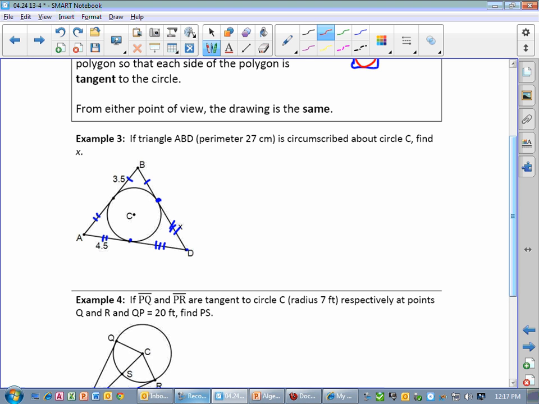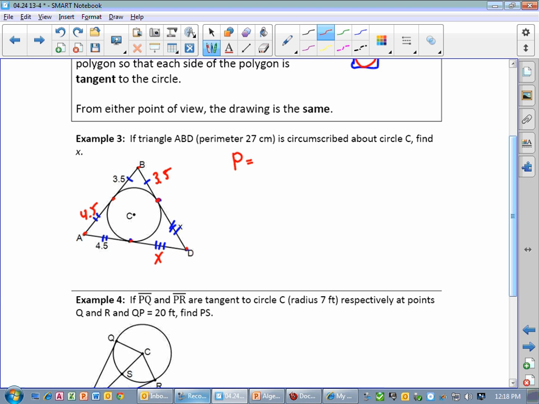So if from B to this point of tangency is 3.5, how long is it from B to this point of tangency? Okay, so they're congruent, so it must be 3.5. Likewise, A to this point is 4.5, so A to this point must be 4.5. And then, what is D to this bottom point of tangency? X is the same as this X. Okay. Well, now we're told the perimeter is 27.